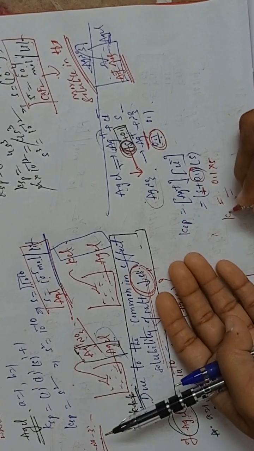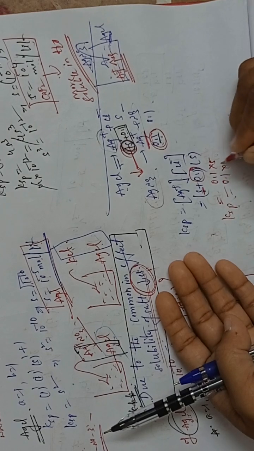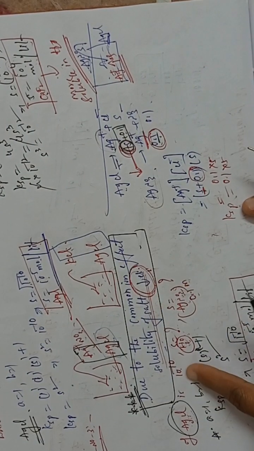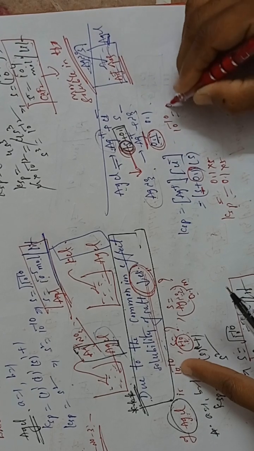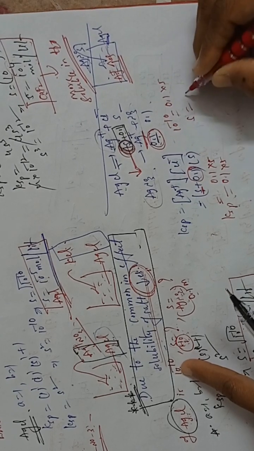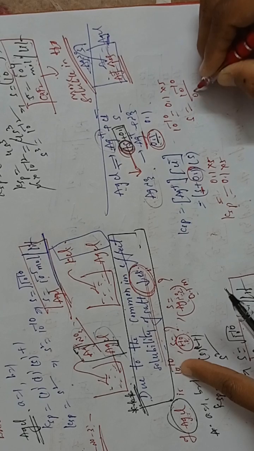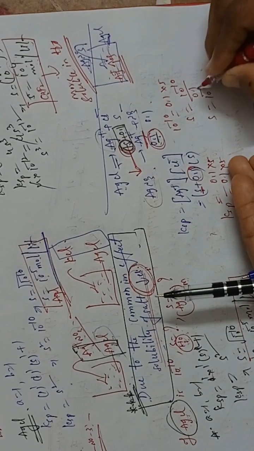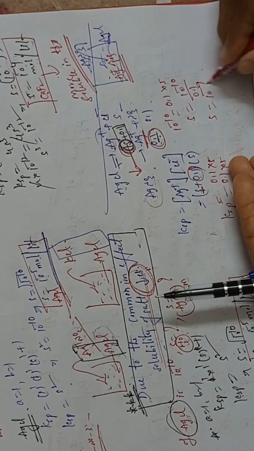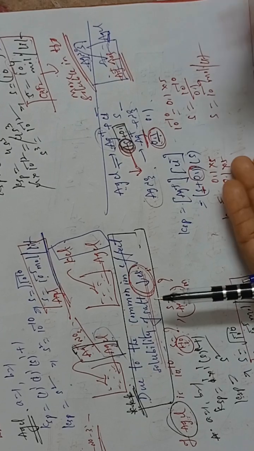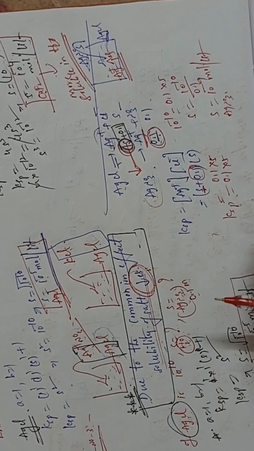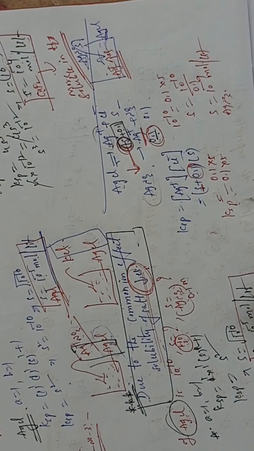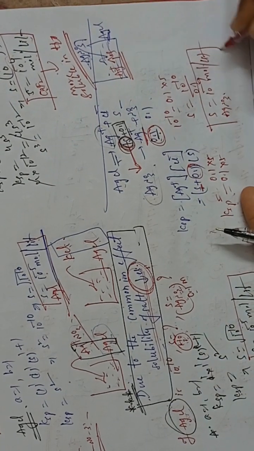How much, students? KSP is equal to 0.1 into S. But the KSP value is already given, 10 power minus 10. So 10 power minus 10 is equal to 0.1 into S. Then S is equal to how much, students? 10 power minus 10 by 0.1. S is equal to 10 power minus 9 mole per liter. This is in silver nitrate, students.